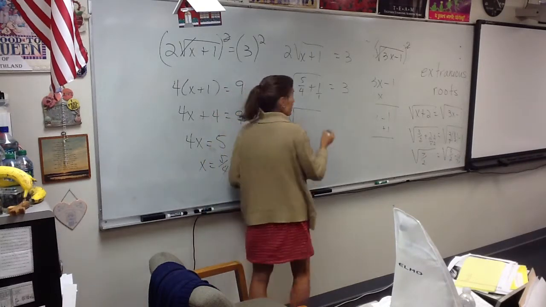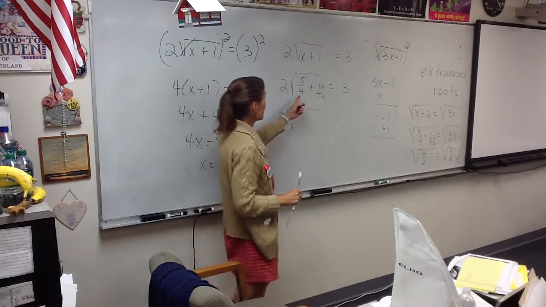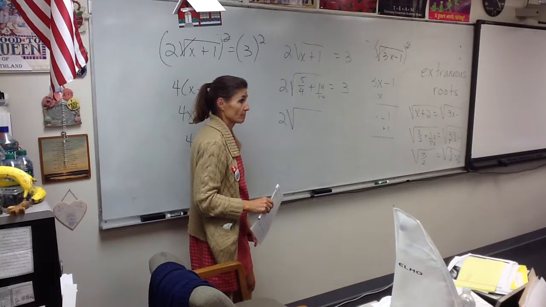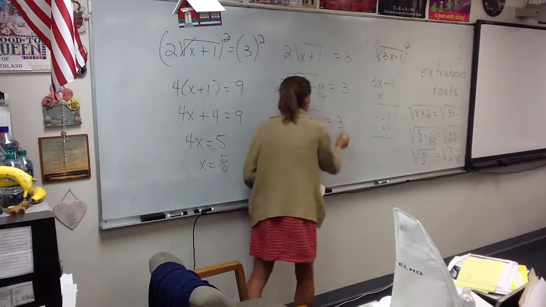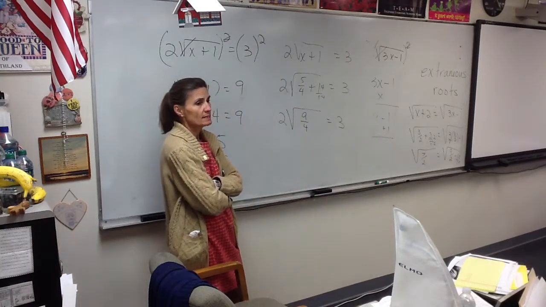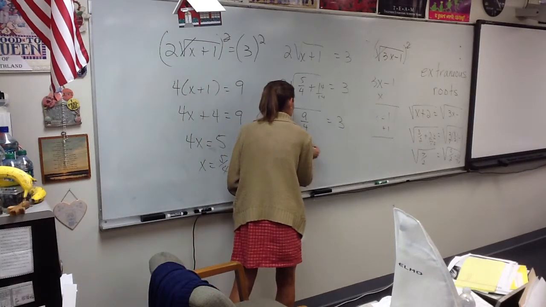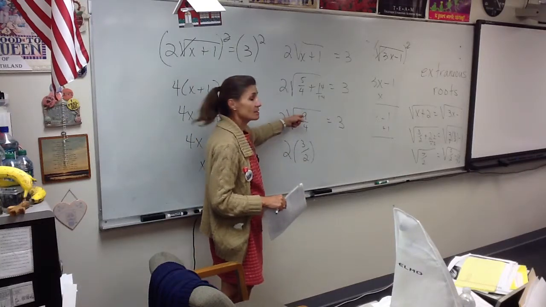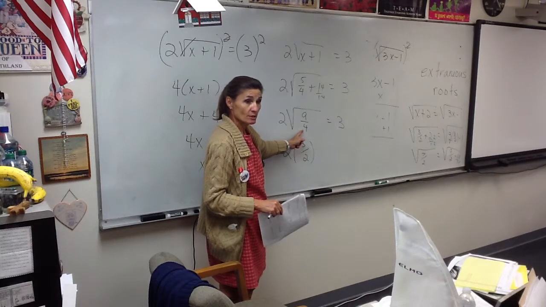Common denominator. So what's 5 fourths and 4 fourths? 9 fourths. Now, can anybody tell me what the square root of 9 fourths is? 3 halves. Very good, Abby Brady. How does she know the square root is 3 halves? Because the square root of 9 is 3 and the square root of 4 is 2.